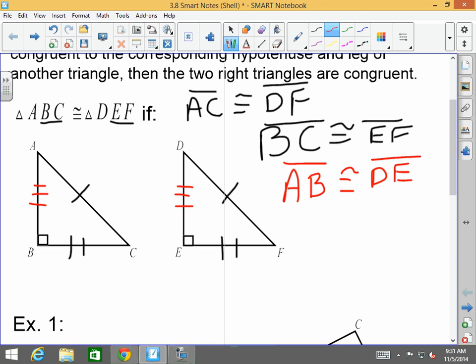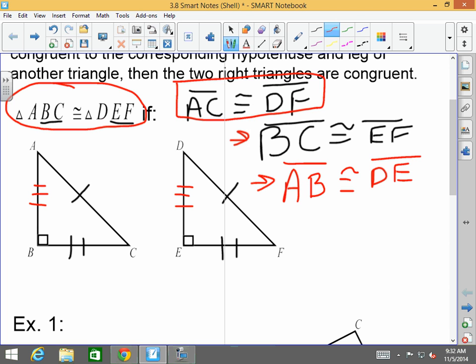Yes? Wait, how did you figure out that the legs for all of them were... Well, I'm telling you that triangle ABC is congruent to triangle DEF if AC is congruent to DF. That has to be. And either BC is congruent to EF or AB is congruent to DE. You need one corresponding leg and the corresponding hypotenuse to be congruent.